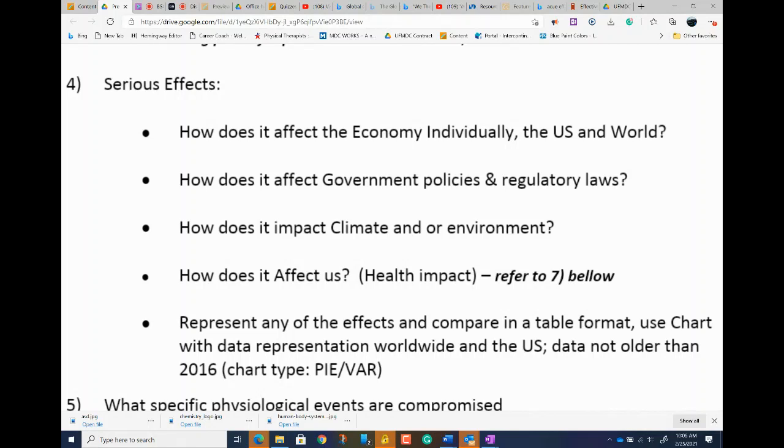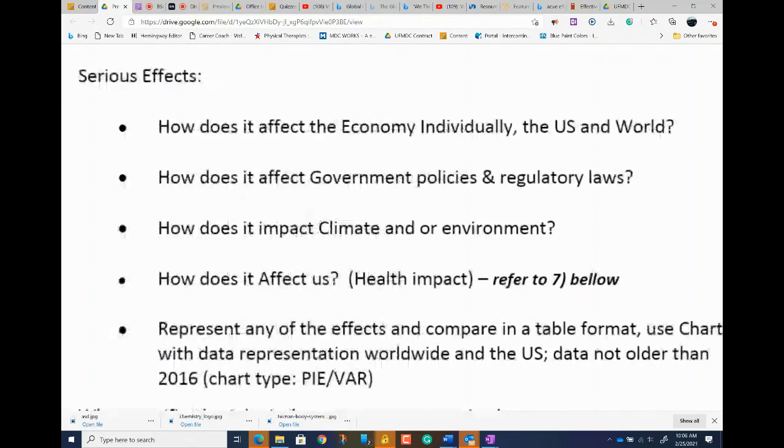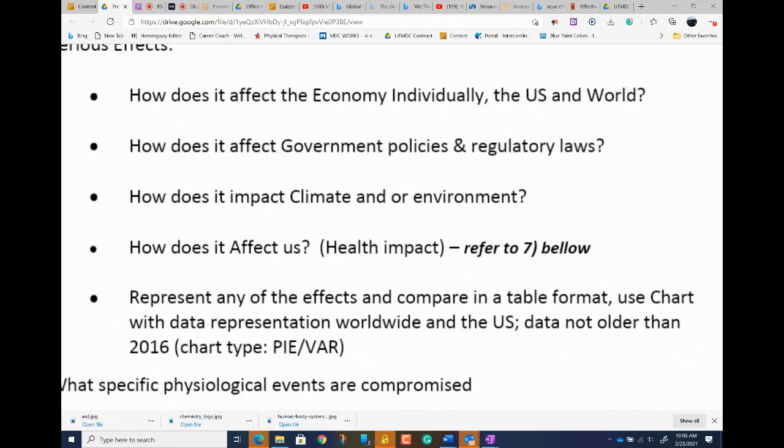So you're trying to impact the people, saying, if you go for this moisturizer, this is the money that you're going to spend on a weekly or yearly basis. This is the effect that it's going to take on your economy and the US and or the world, if you find information on the world. How does it affect the government policies?